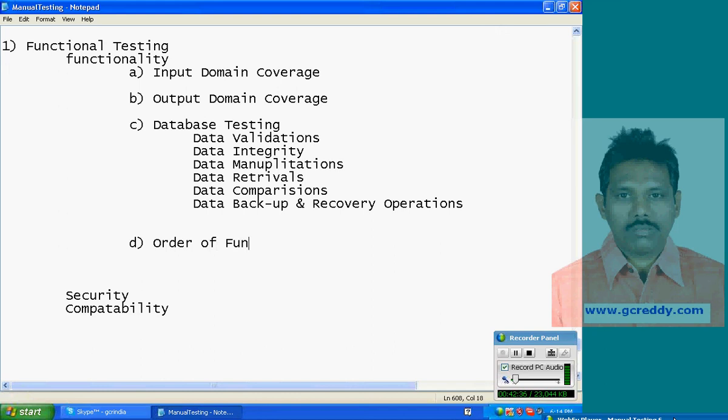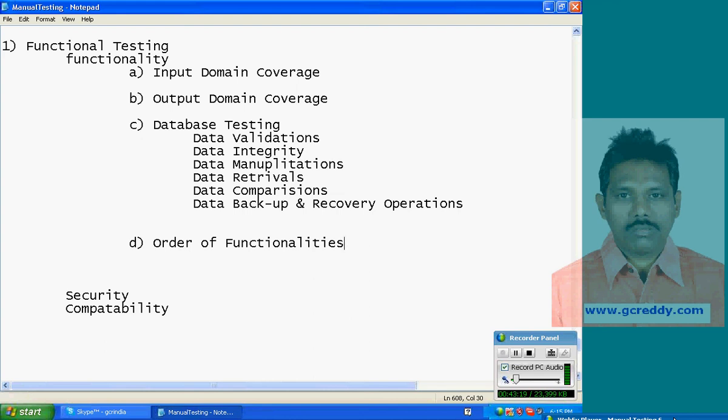See, next one: order of functionalities. What is order of functionalities? Verifying whether the system is providing, system means application, software application in this scenario. System has several meanings, depending on the scenario. Verifying whether the system is providing the correct order of functionalities or not with respect to requirements.